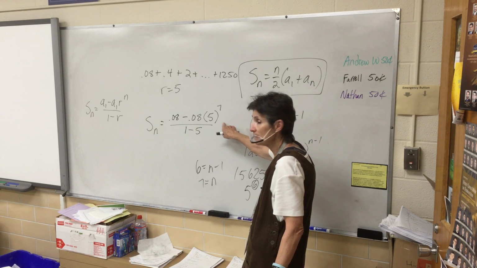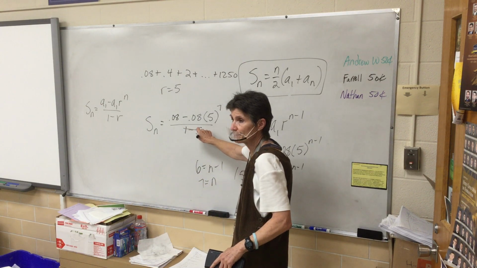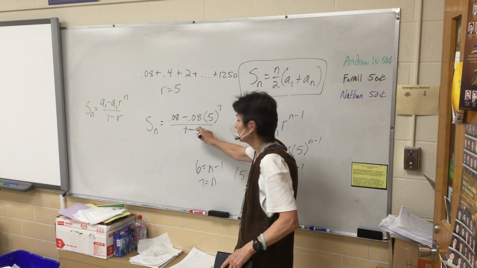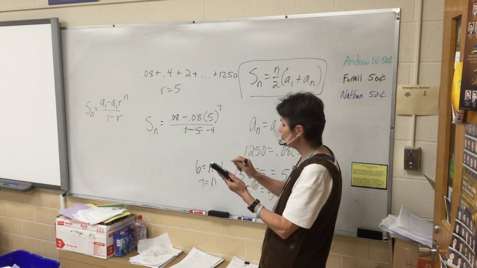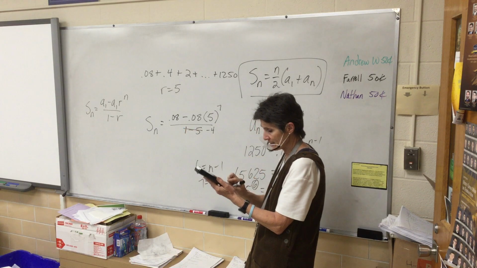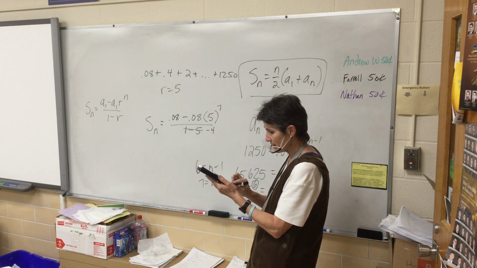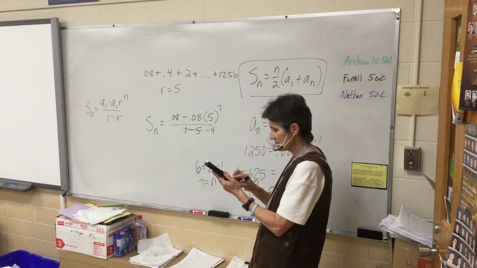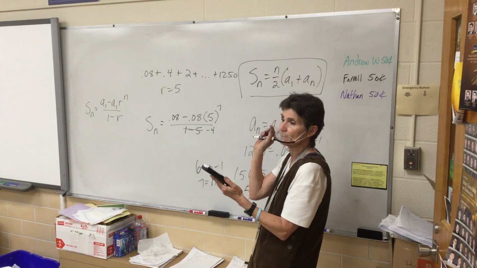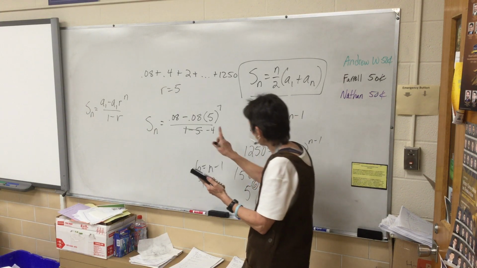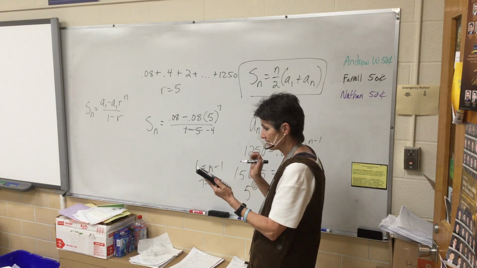Now, I'm going to put that into my calculator, but first, what's 1 minus 5? -4. So I'm going to do that first. Now I'm going to type my numerator in exactly as it looks: 0.08 minus 0.08, parentheses 5, close parentheses, to the 7th equals, and then I will divide that number by -4.